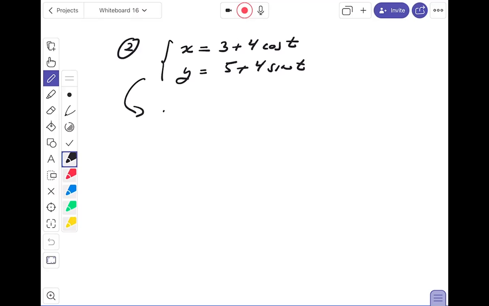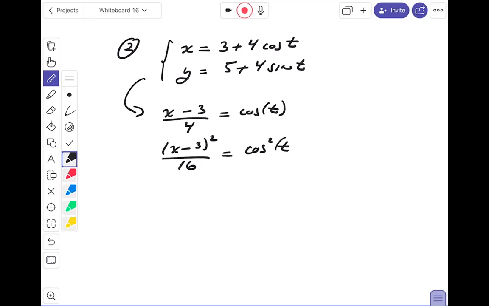So I'm going to write this thing as x minus 3 over 4 is equal to cosine of t. Now, by the way, someone says you could solve for t. I'm not saying I can't. I don't want to, though. I just want to get t on one side and x on the other side. And then you square both sides. What'd you get? X minus 3 squared over 16 equals cosine squared t. This reminds you of something we've done in class already.